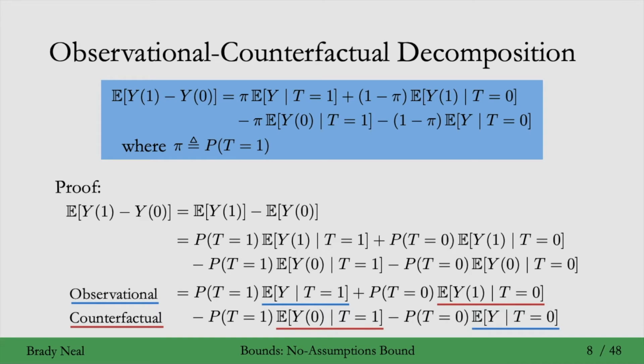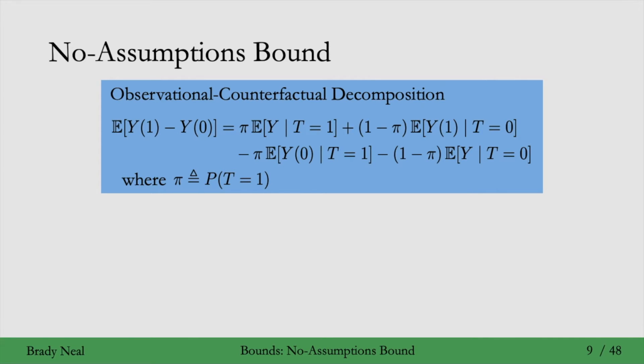We give it a box here, and we've just taken these p of t equals 1, and we've replaced them with pi. Similarly, p of t equals 0 will be 1 minus pi, and we'll be using pi throughout this section. This is the decomposition that we'll be starting with for all of the bounds in this bound section of the lecture. And the first one is the no assumptions bound. To get all of these bounds, we need to bound these counterfactual parts of the decomposition.